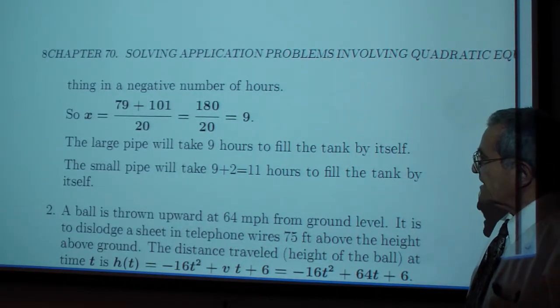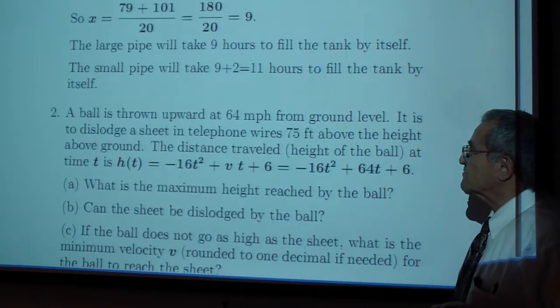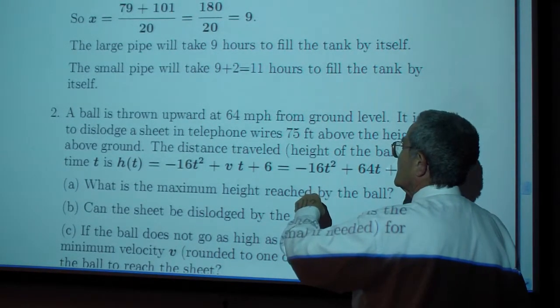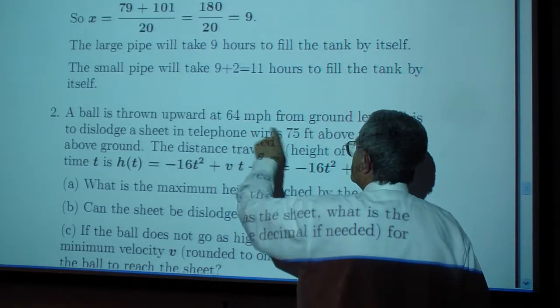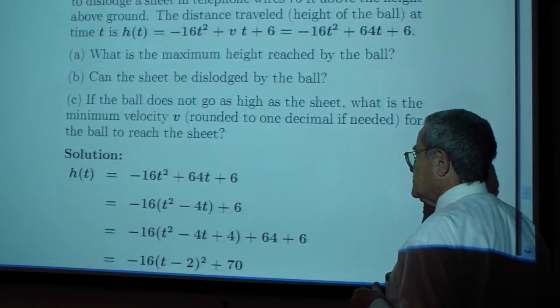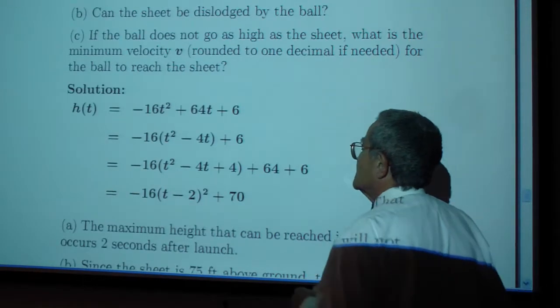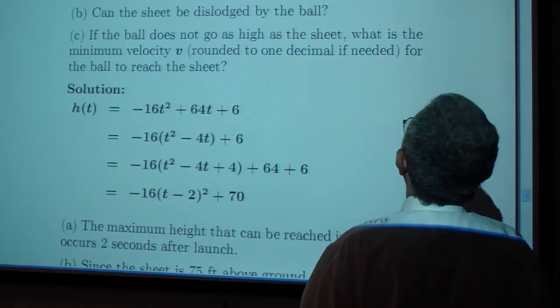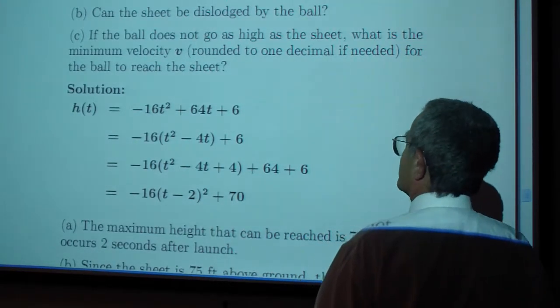Okay. Second example, a ball is thrown upward at 64 miles per hour. I have to be careful, there's probably a discrepancy right here. So I need to redo this problem. Okay, this part is correct, I think.